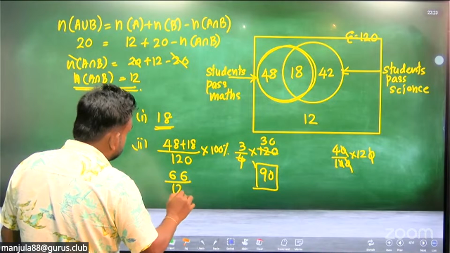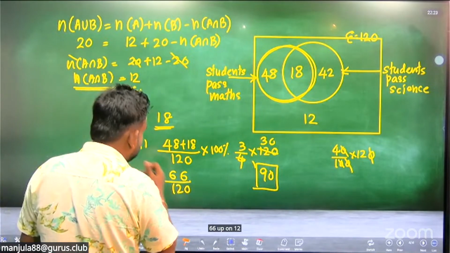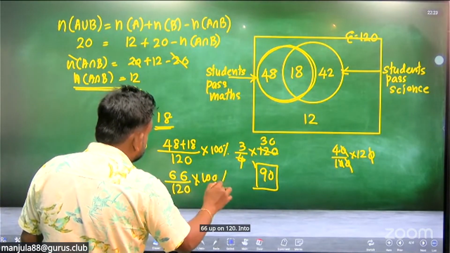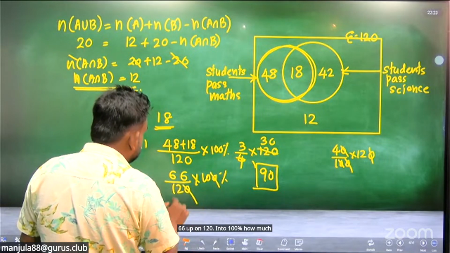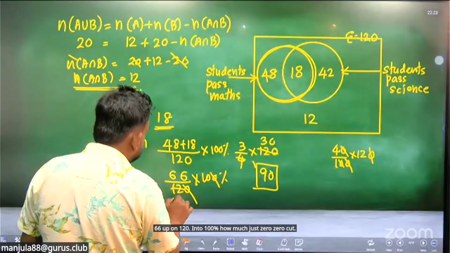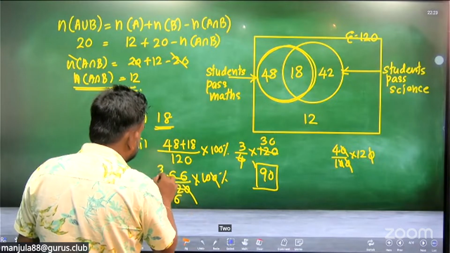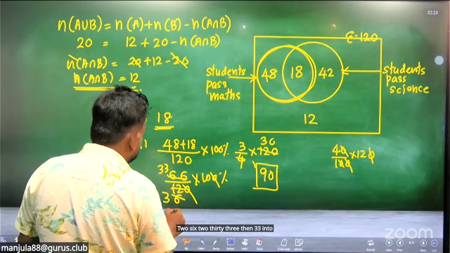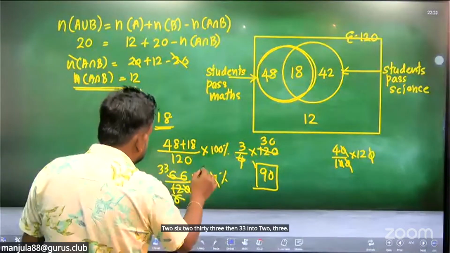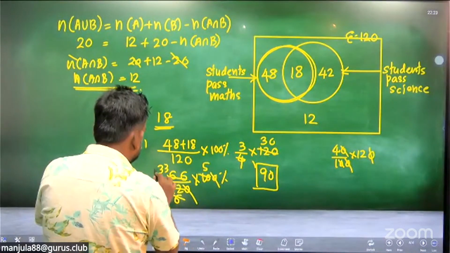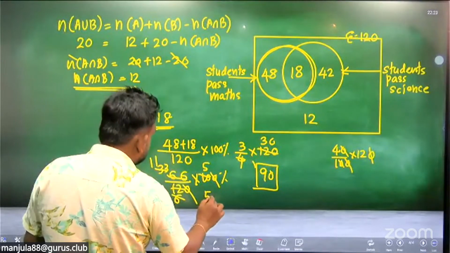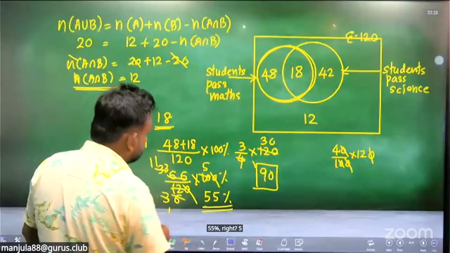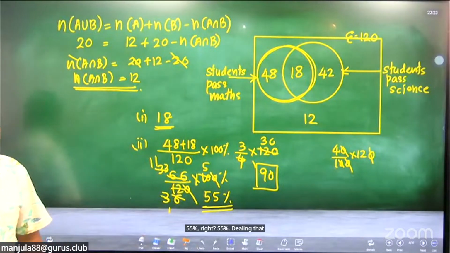66 upon 120 into 100%. How much? That gives 55%, right? 55% is the answer. Got it? 55%.